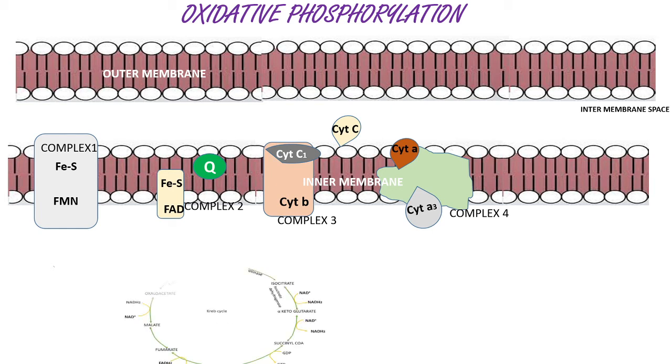So next step, as we know that during the Krebs cycle and oxidation of fatty acids, they produce NADH, that is a reduced form of coenzyme.